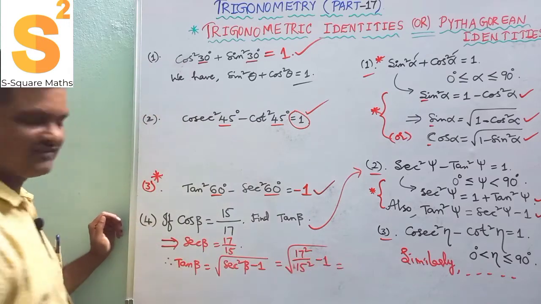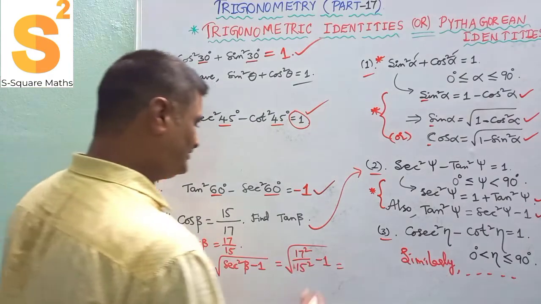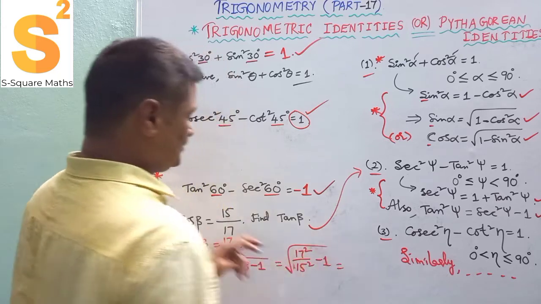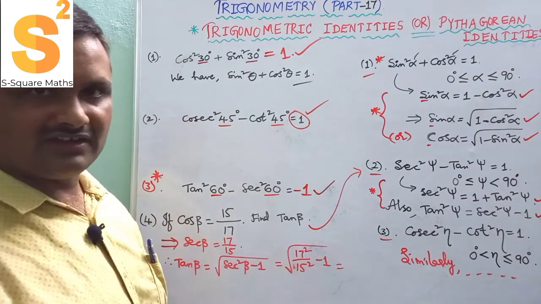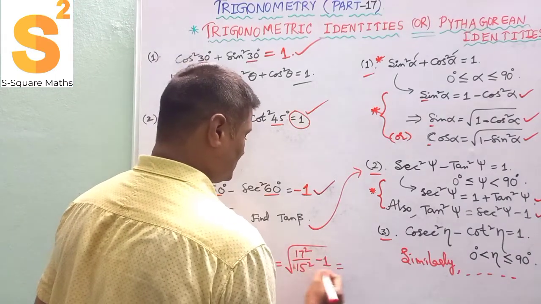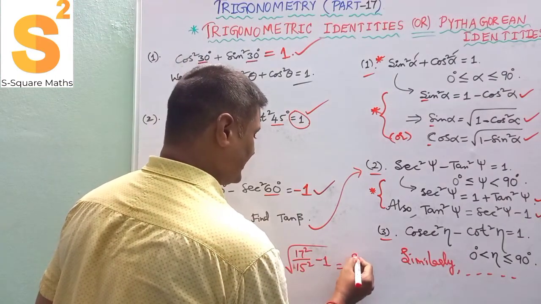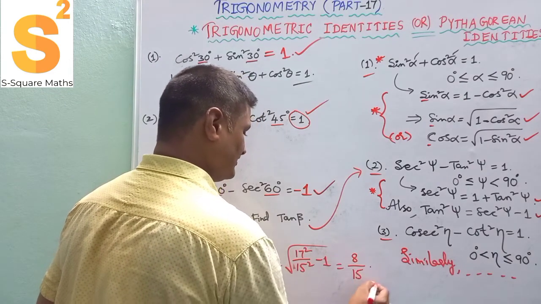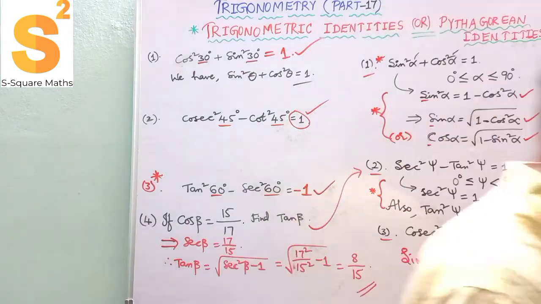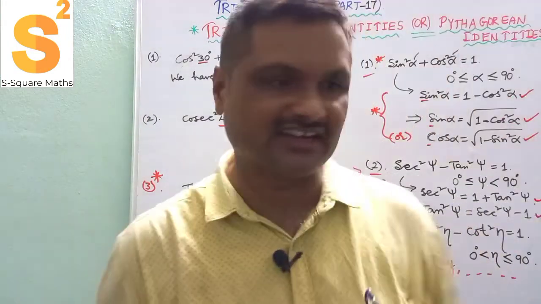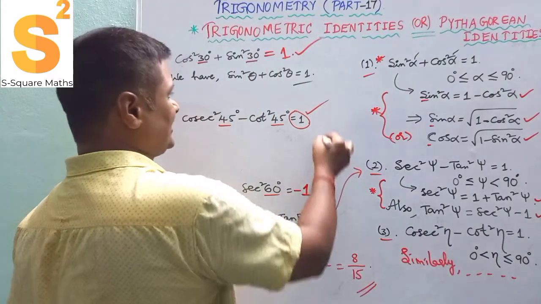Finally, after simplification, you are going to get 289 minus 225. You are going to get 64, nothing but 8, and here it is 15. So finally the value of tan beta is nothing but 8 by 15. You can check it also. Take a right angle triangle and check it.